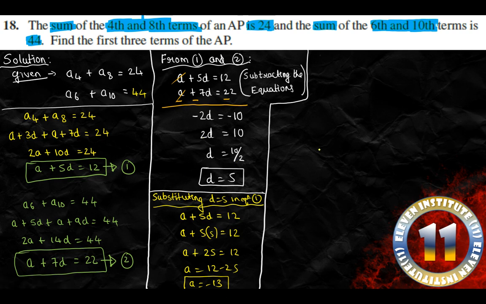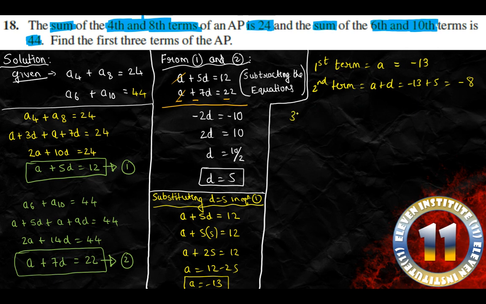So we have the first term. We will write over here first term is equal to A is equal to minus 13. Then we will find the second term. So second term is A plus D. So minus 13 plus 5. So we will get minus 8.